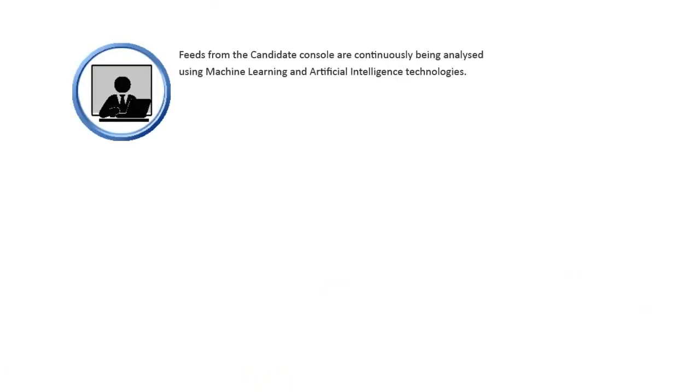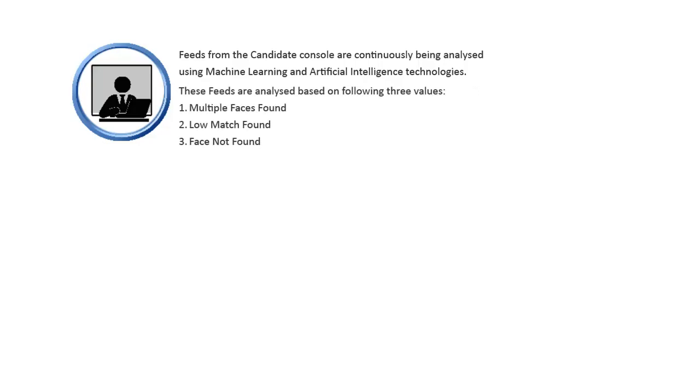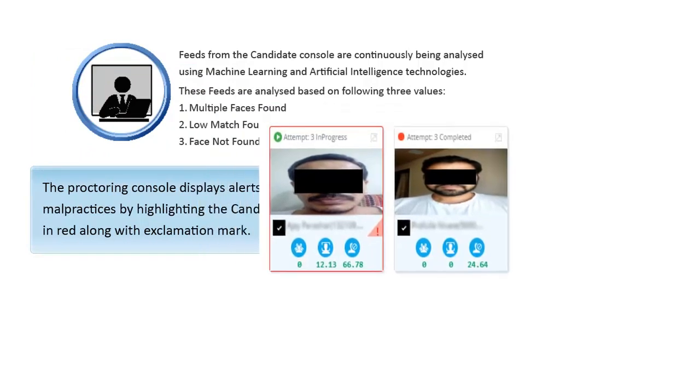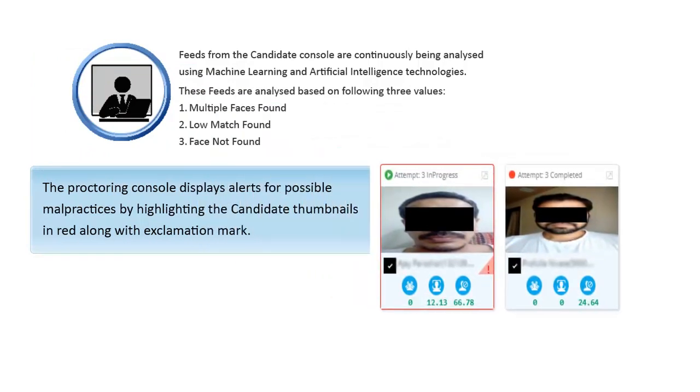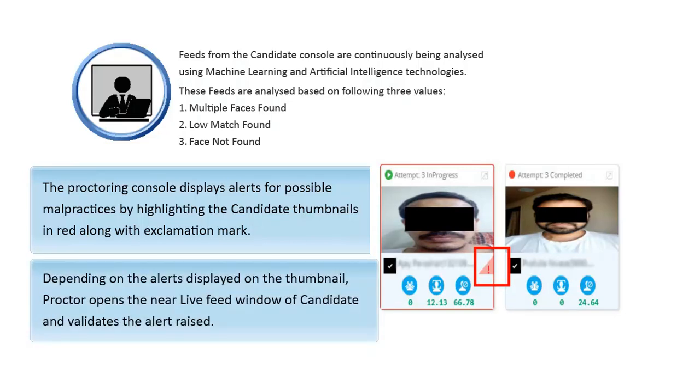Feeds from the candidate console are continuously being analyzed using machine learning and artificial intelligence technologies. These feeds are analyzed based on 3 values: multiple faces found, low match found, and face not found. The proctoring console displays alerts for possible malpractices by highlighting candidate thumbnails in red along with an exclamation mark. Depending on these alerts displayed on the thumbnail, the proctor opens the near live feed window of the candidate and then validates the alert raised.